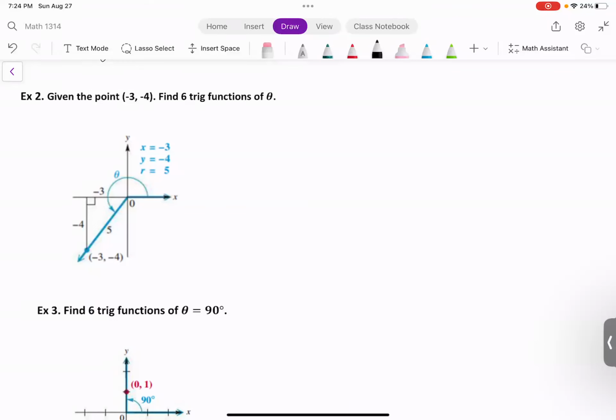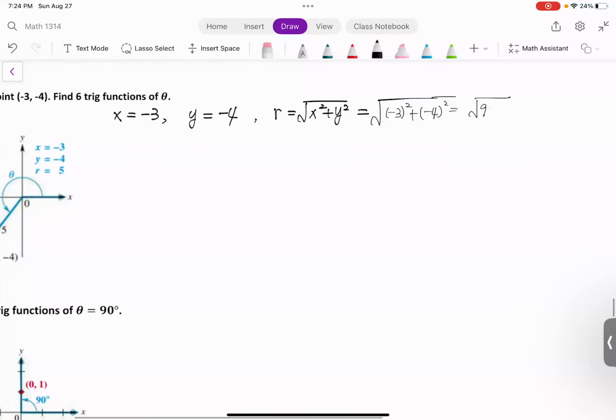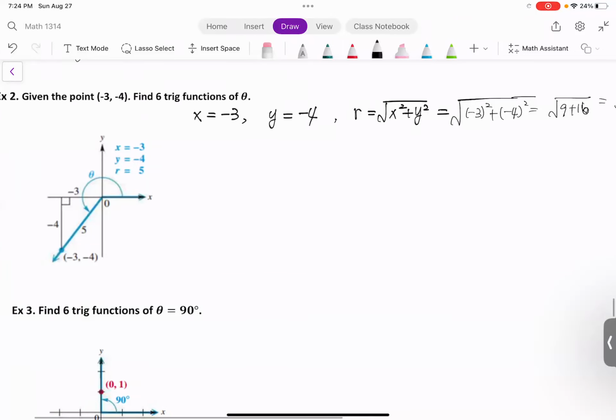All right, let's find the r. So now I have x equals -3, y equals -4. How to find r? r equals the square root of x squared plus y squared. Put the x and y inside. So x is -3 squared and y is -4 squared. So I'm having the square root of 9 plus 16. That's the square root of 25, which is 5. So r is 5.